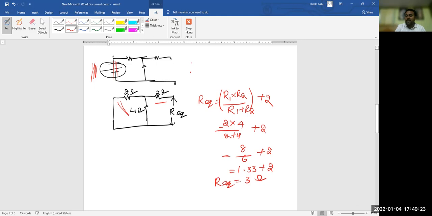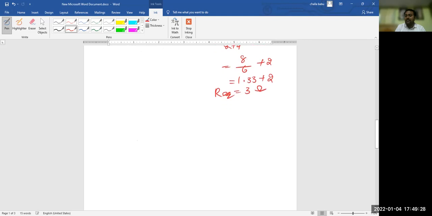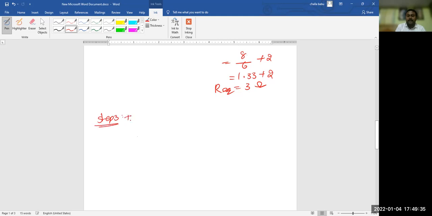But our objective is to find the current flowing through the RL when the RL value is 3 ohm. So now step 3. The final step is to find IL, that is the current flowing through R equivalent. I am drawing a Thevenin equivalent circuit. Let's say VTH and R equivalent and then RL. So this is your VTH, this is your R equivalent, and this is your RL.